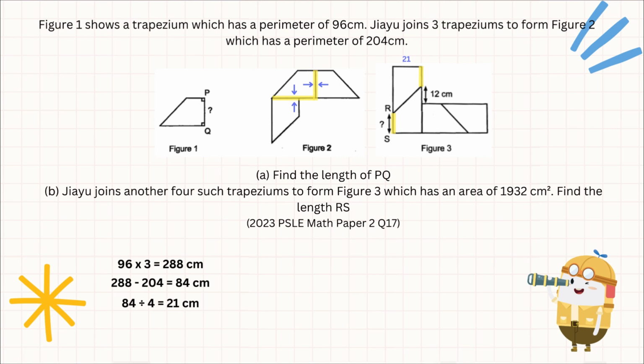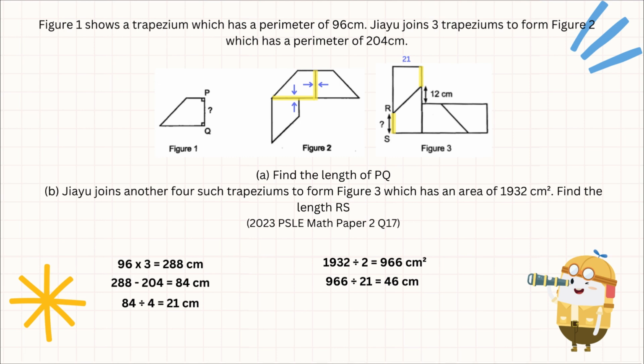1932 cm squared divided by 2 gives us 966 cm squared. Now this 966 cm squared is the area of the rectangle. So if I want to find the length of the rectangle, specifically on the right hand side of it, I take 966 divided by 21, giving us 46 centimeters.